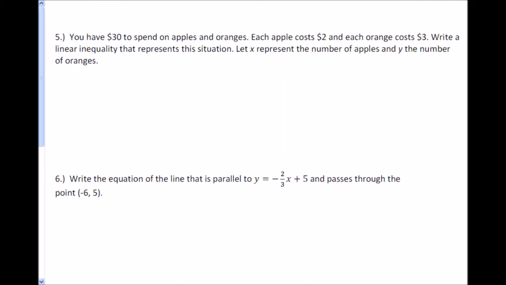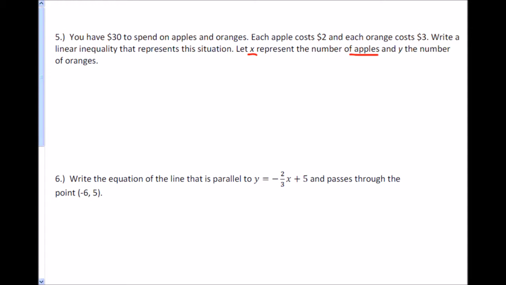Number 5, it says you have $30 to spend on apples and oranges. The cost of the apples is $2. Each orange is $3, and we want to write a linear inequality that represents the situation. It kind of specifies how it wants us to approach this. It tells us to use x for the number of apples.